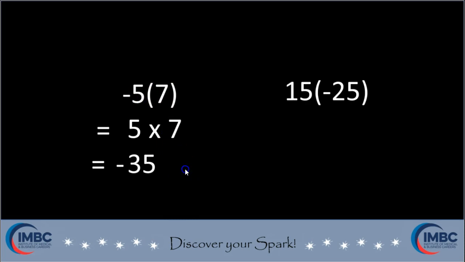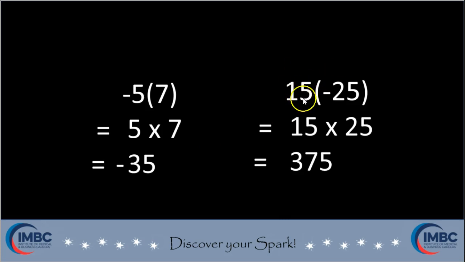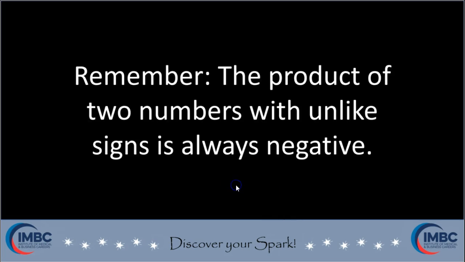We'll do one more. We have 15 times a negative 25. Again, step 1, multiply their absolute values, so 15 times 25. Our answer, 375. Again, unlike signs, a negative and a positive, the answer is negative 375. Remember, the product of two numbers with unlike signs is always negative. This would be a good thing to jot down.